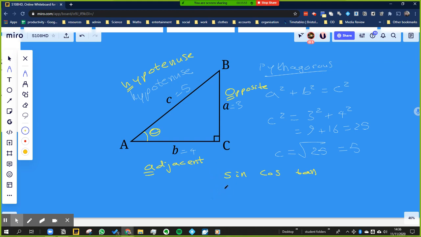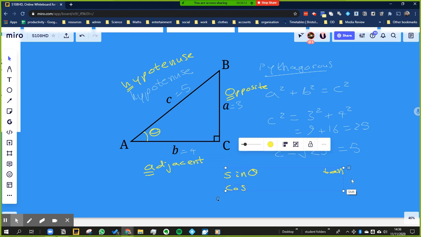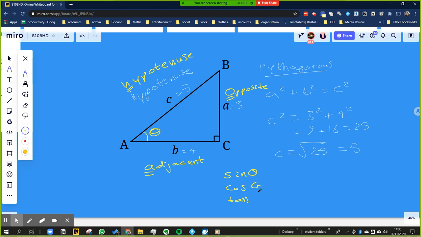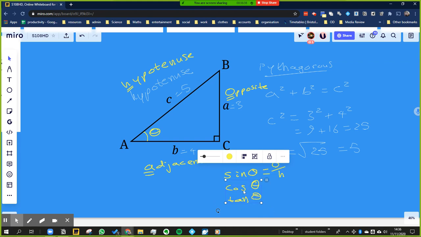Let's say, for example, sine theta. Let's put cos there, and tan just below. We're going to look at sine theta, cos theta, and tan theta. What does sine theta equal? Sine of this angle is equal to the opposite side divided by the hypotenuse, that side.